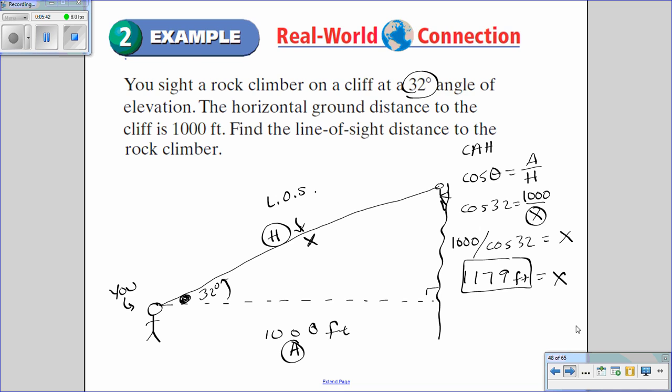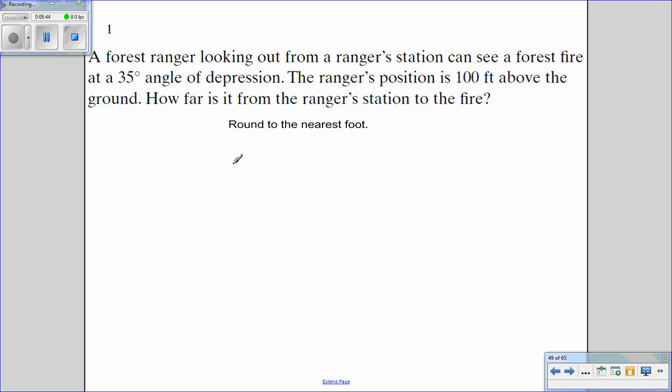All right, let's try the next example. A forest ranger looking out at a ranger station can see a forest fire at a 35-degree angle of depression. The ranger's position is 100 feet above the ground. How far is it from the ranger station to the fire?